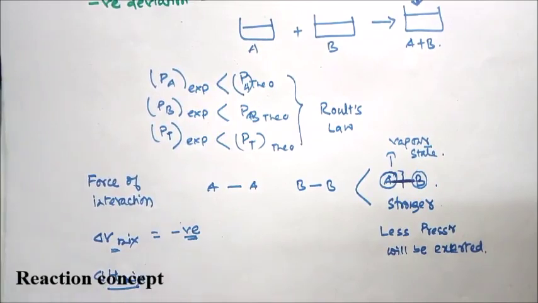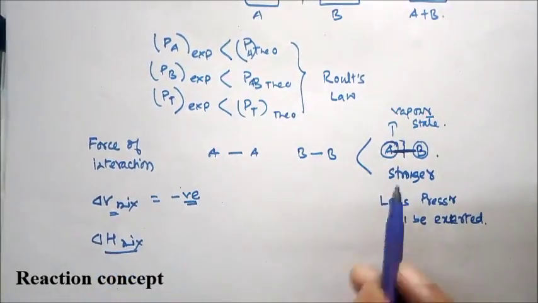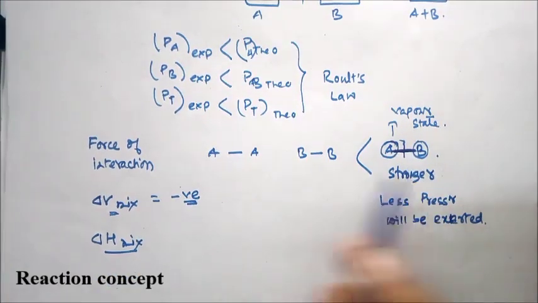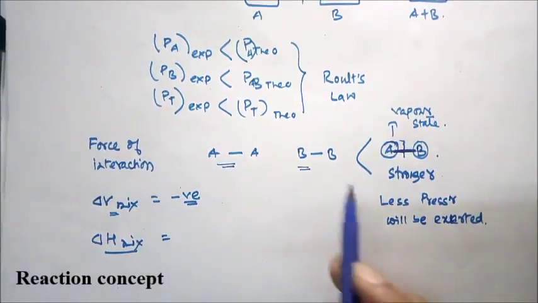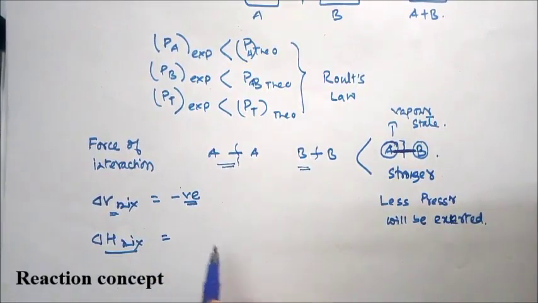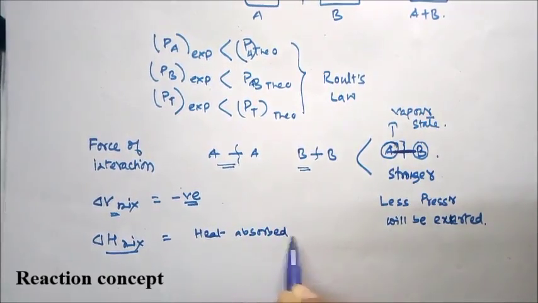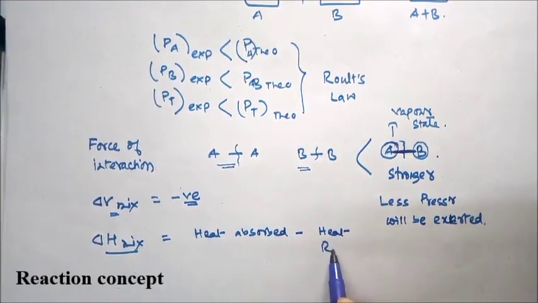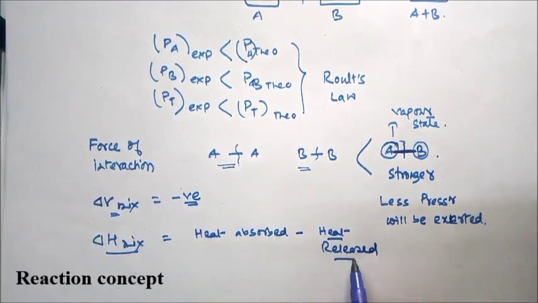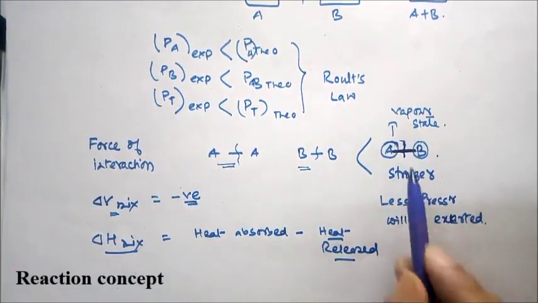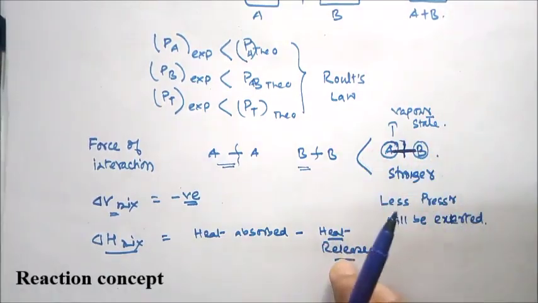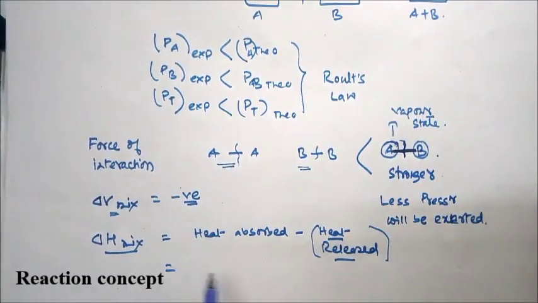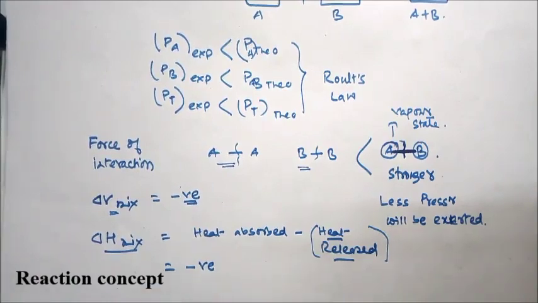Now the enthalpy change during this mixing. If we calculate, the heat released during this process will be more compared to the heat absorbed in breaking these two bonds. Therefore, del H mix, which is given by heat absorbed minus heat released, will be negative. Heat released will be more because this bond is stronger. Formation of this bond will release more heat. So these are the characteristics of a non-ideal solution having negative deviation.